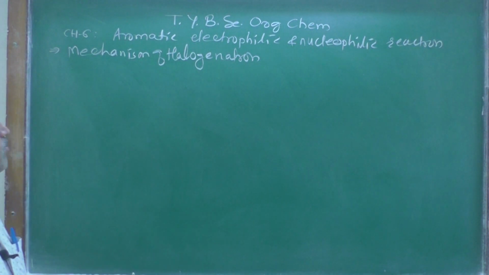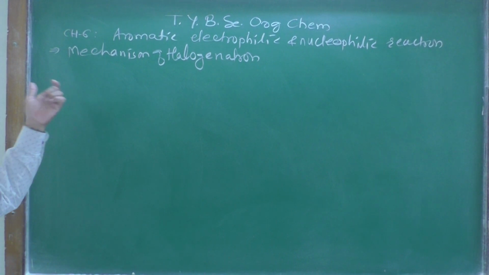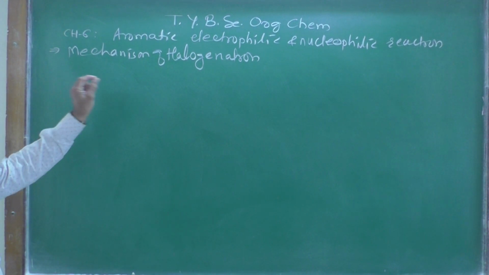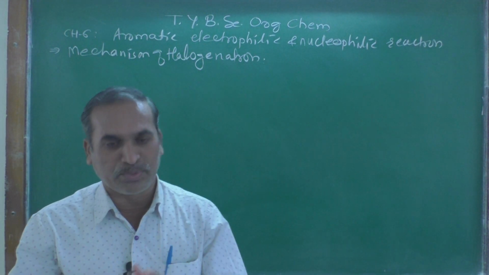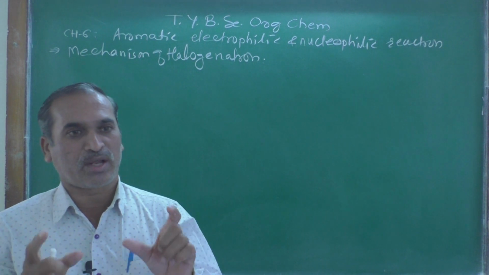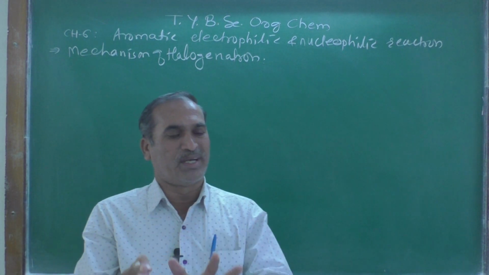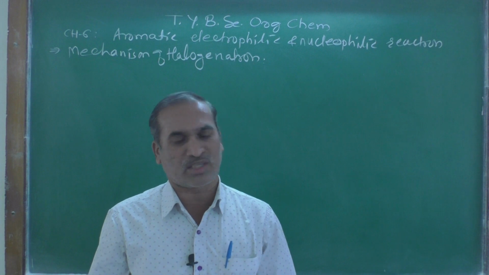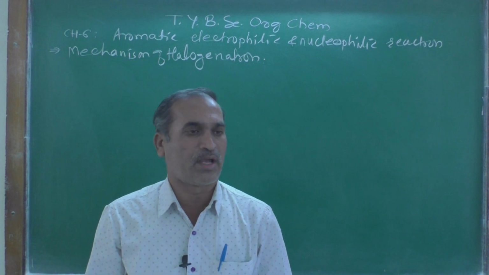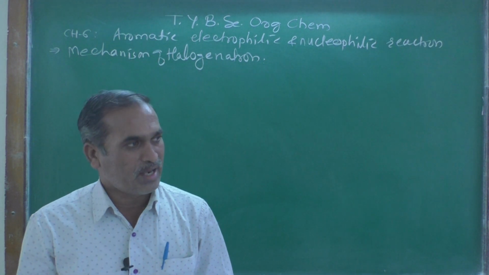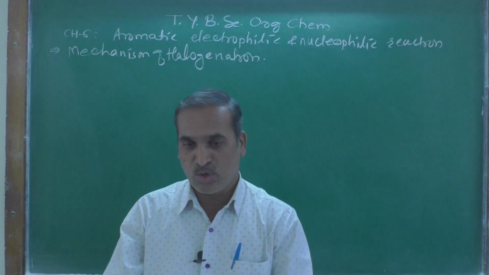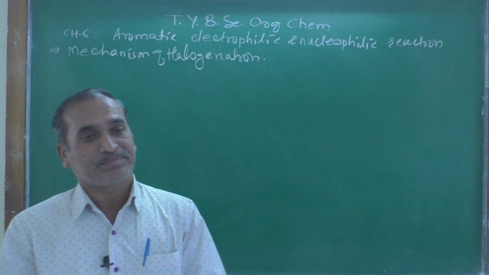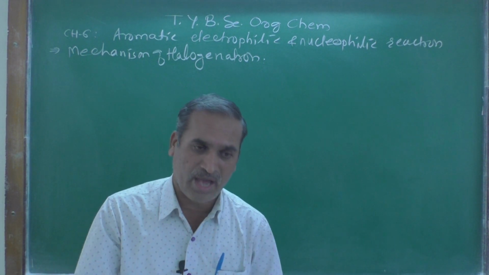Now today, what are we going to discuss? Let us look at the blackboard. What do you see over here? Mechanism of halogenation. This is the third most important reaction we are going to learn, because it is the most common electrophilic substitution reaction we generally study. First we learned nitration, second sulfonation, and now the halogenation reaction. And in the halogenation reaction, what does it mean?